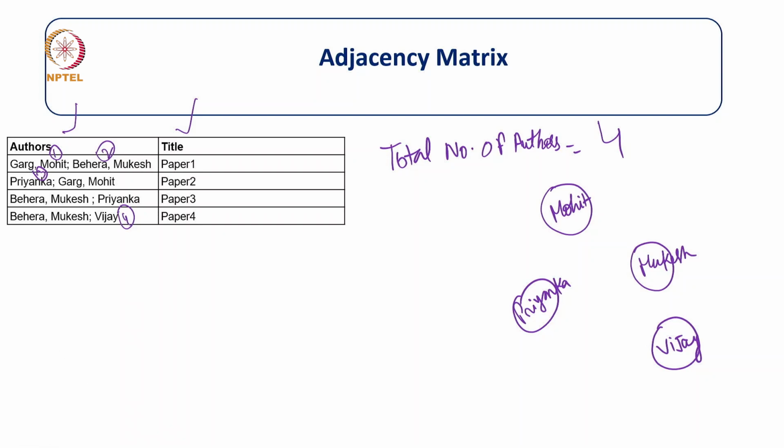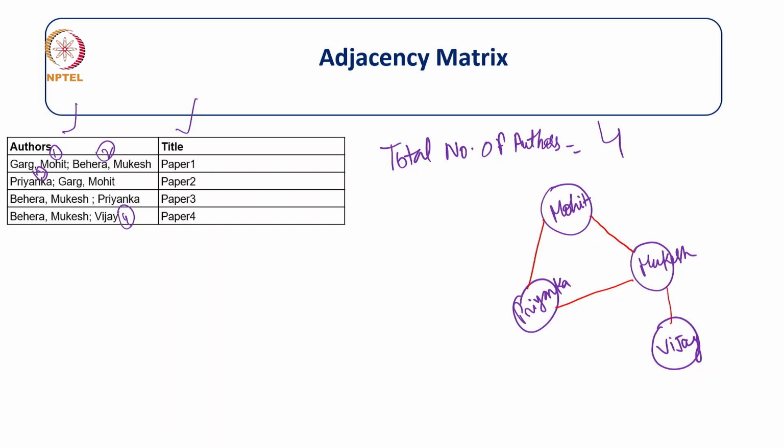Now we can say that Mohit and Mukesh Behra have contributed one paper, so they are connected. So there is an edge between Mohit and Mukesh Behra. Then Mukesh and Priyanka have contributed one paper, so this is the edge between Mukesh Behra and Priyanka. Then Priyanka and Mohit have also contributed one paper, so this is also an edge between them. And in the last we have one paper which is contributed by Mukesh and Vijay. So this is our network graph.